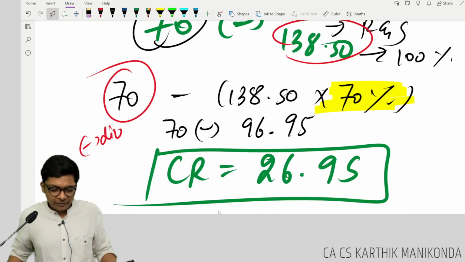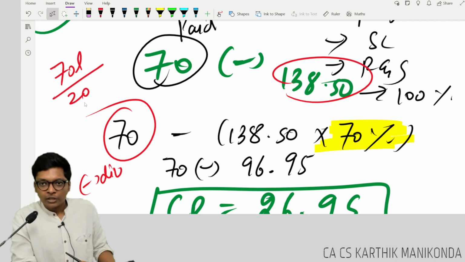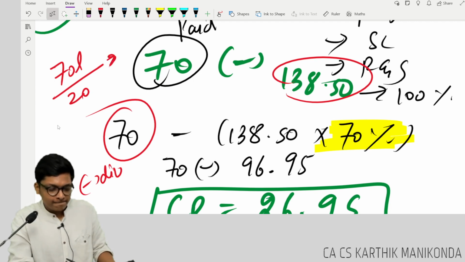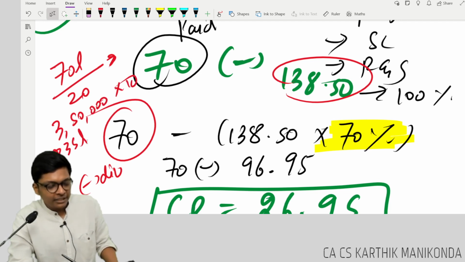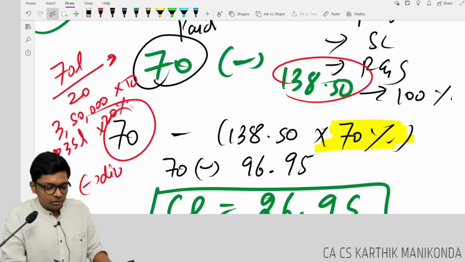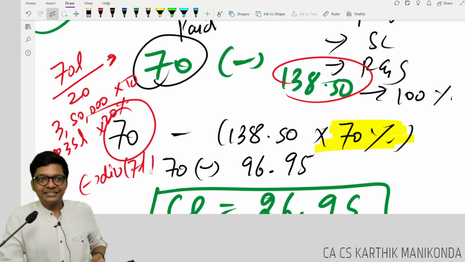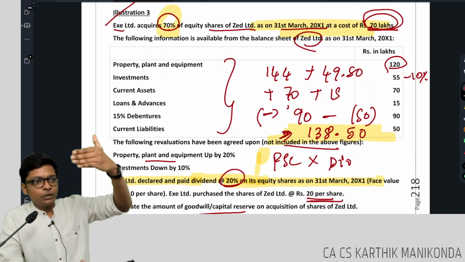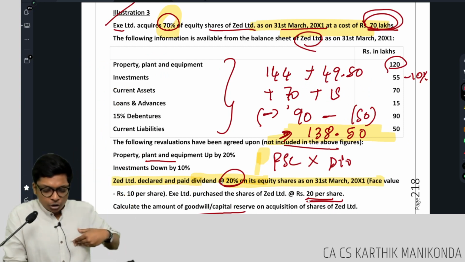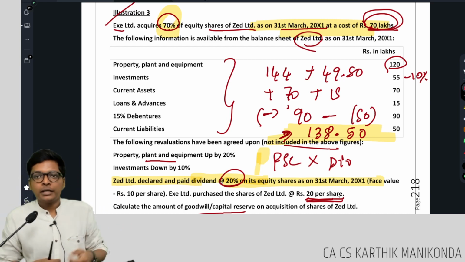So your computation will become like this. You paid 70 lakhs for one share of 20. So how many shares? 3.5 lakh. They told face value is 10. So into 10, 35 lakhs into 20% is 7 lakhs. That's it. Are you following, guys? You have to think a little bit, guys, come on. Are you getting it? 70 lakhs is the value I paid. For each share I paid 20. So divided by 20, you will find the number of shares, into face value.